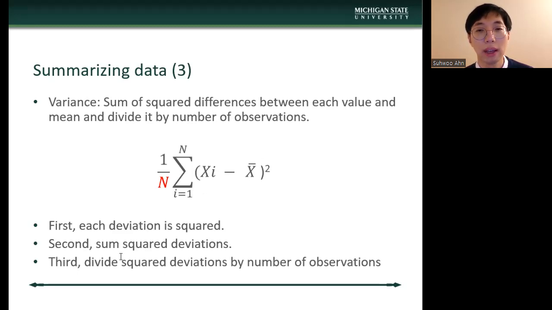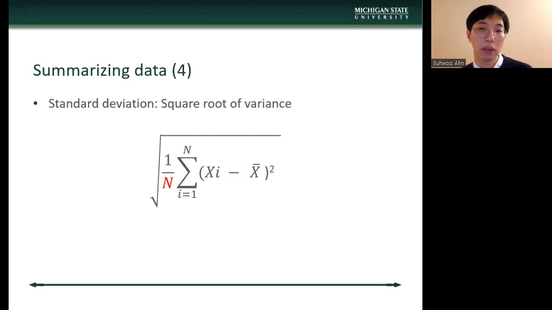Then you will divide the sum of the squared deviations by the number of observations. And so this is how to calculate the variance. Then how can we calculate the standard deviation? The standard deviation is the square root of the variance. So you can first calculate the variance and take the root, and then you get the standard deviation.